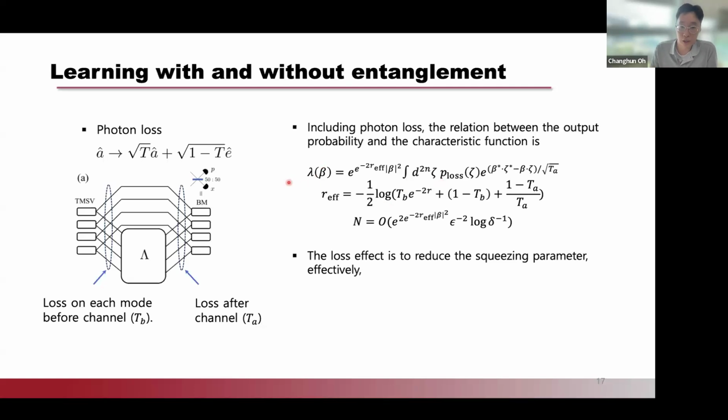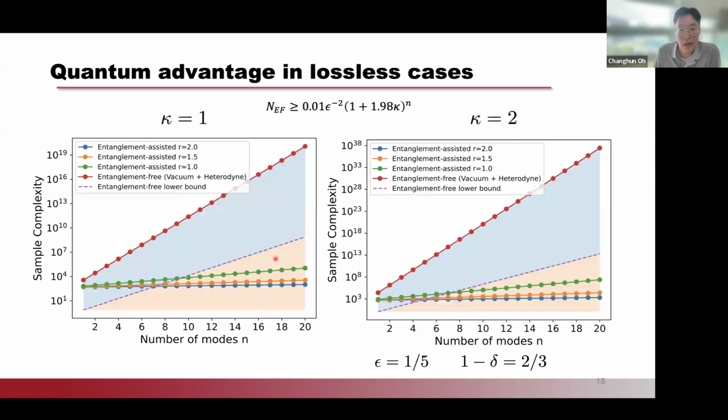Using the relation between the characteristic function of the channel and the alpha probability distribution, we can show that the loss effect is nothing but to effectively reduce the squeezing parameter. So if the loss rate is not too large, as in practice, then the exponential separation still holds. To see how large an advantage we can expect in experiment, we first consider the quantum advantage in the lossless case.